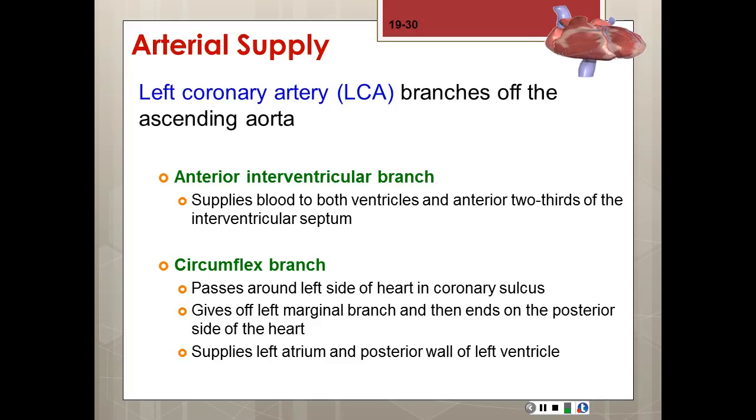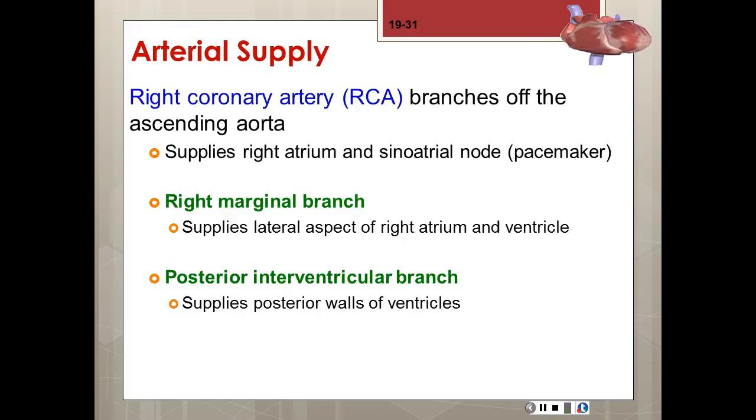Now, it supplies both the ventricles and the anterior 2/3 of the interventricular septum. Now, our circumflex branch continues around the left side of the heart in the coronary sulcus, and it gives off a left marginal branch that will pass down the left margin and then furnishes the blood to the left ventricle. So I'm going to jump ahead 2 slides so you guys can actually see the diagram.